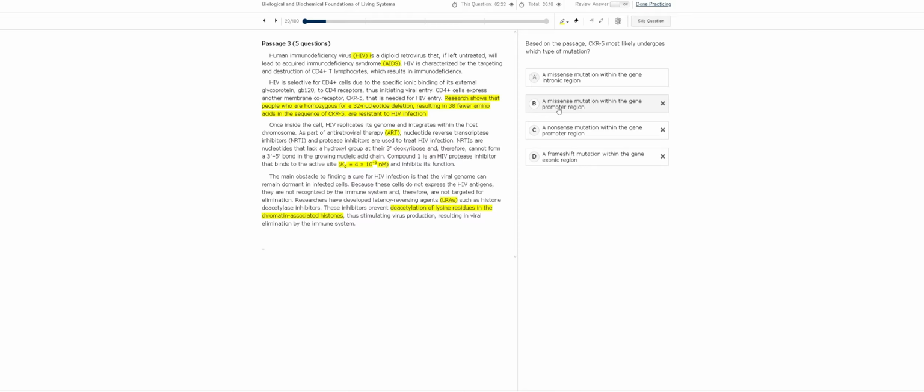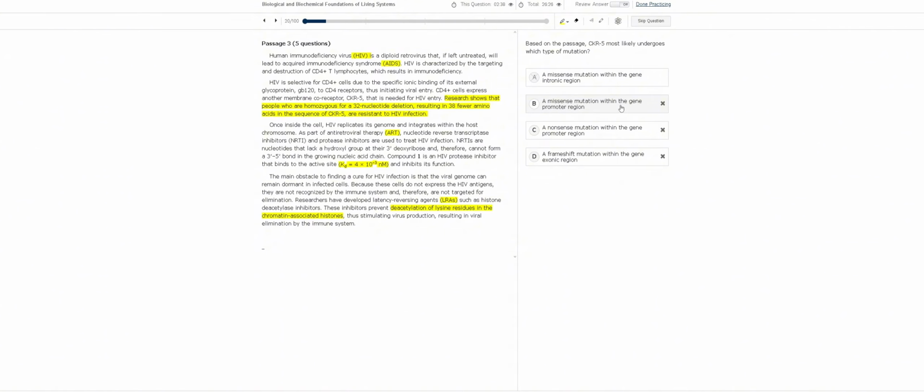Now let's look at B. They're saying a missense mutation within the gene promoter region. Same thing as last time. Missense changes only one nucleotide, and as we recall, there are 32 nucleotides deleted. So regardless, a missense mutation is still not a good answer.